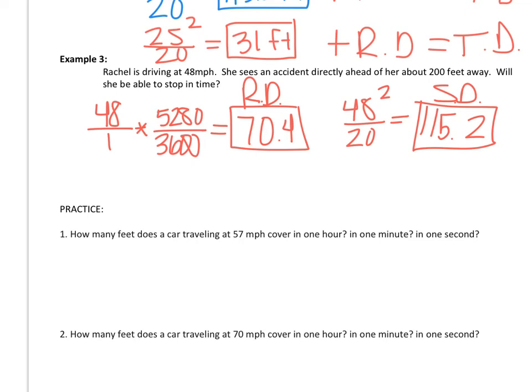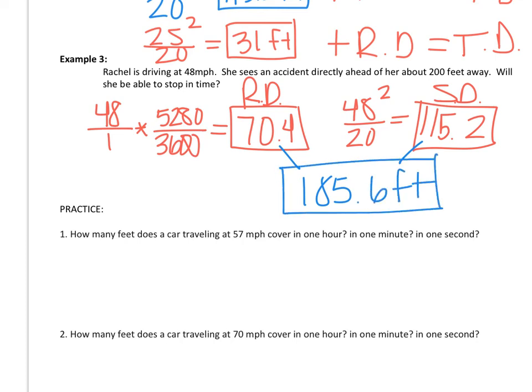Now, the total distance is your reaction time plus the stopping time. So if we add those, we get a total of 185.6 feet is the total stopping distance. That is the reaction time and your brakes applied to the car. So if the accident really is 200 feet away, she sees it, slams on the brake, she will have enough distance to cover in front of her without hitting anybody.